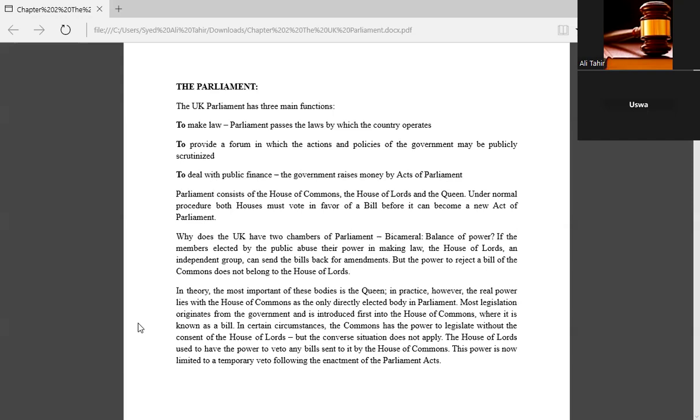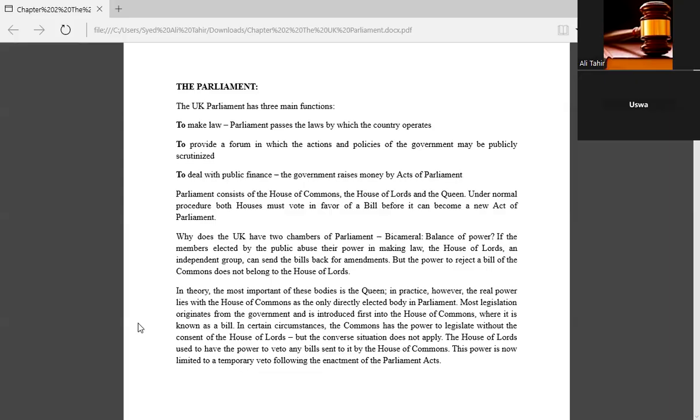Thirdly, to deal with public finance, the government raises money by acts of Parliament. It is the job of Parliament to budget, to create financial institutions, to regulate said financial institutions, and to ascertain an annual working budget of the United Kingdom.